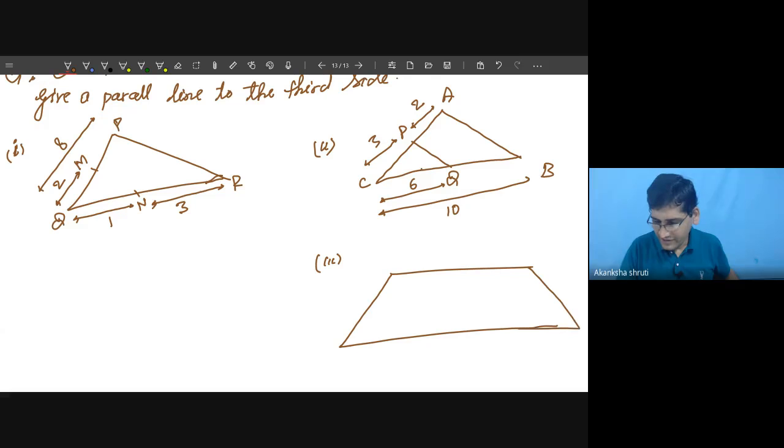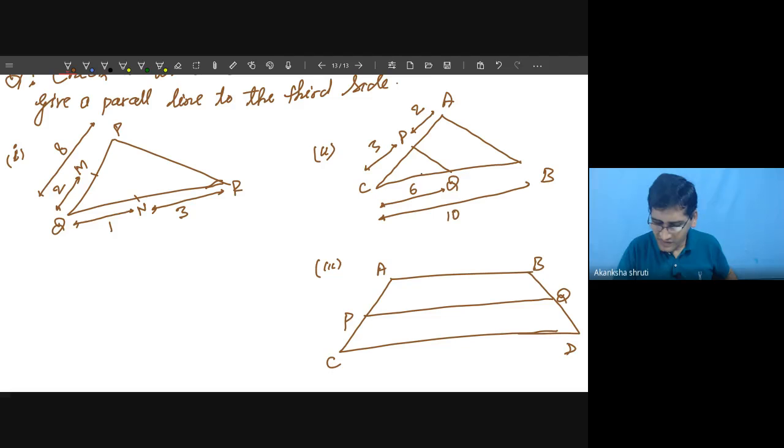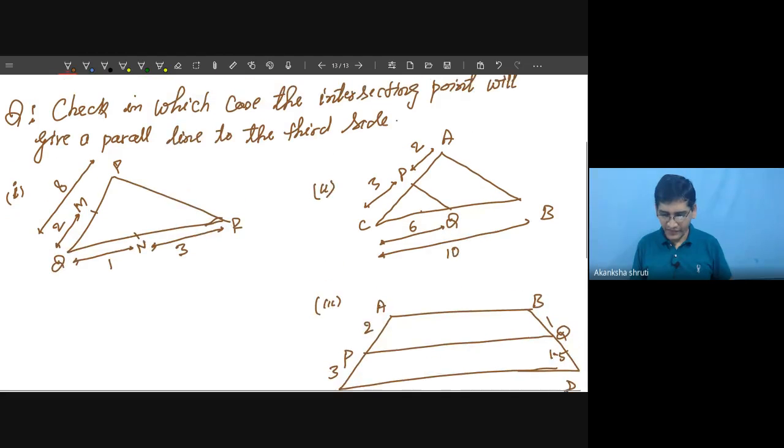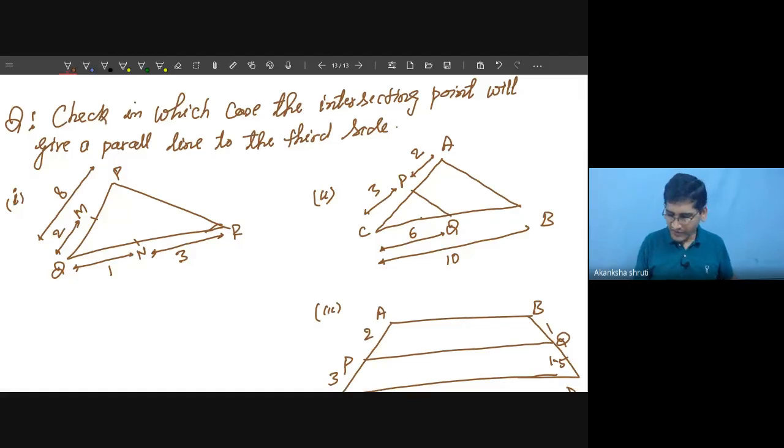so a trapezium-like figure is given, where this is our A, B, C and D, such that I may take this as P and Q. Consider this as 2, 3, and this is 1 and 1.5. We have to check which of these are parallel. Student, so how to verify?